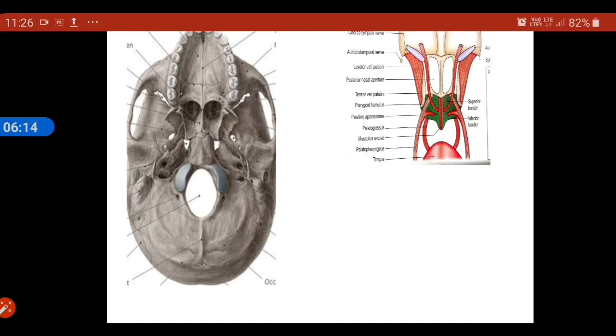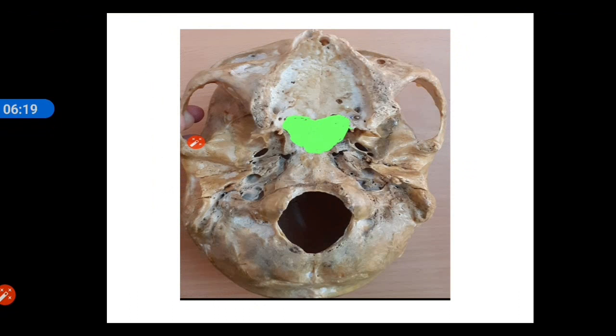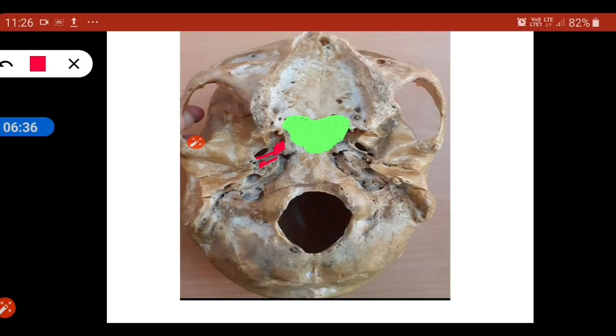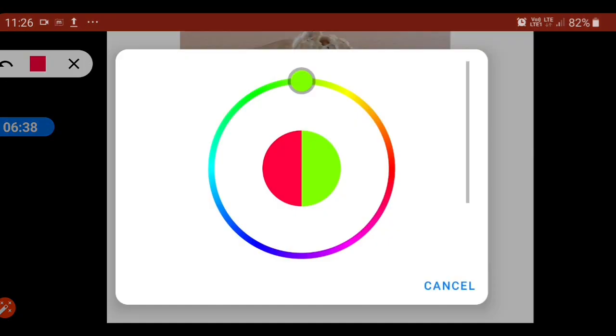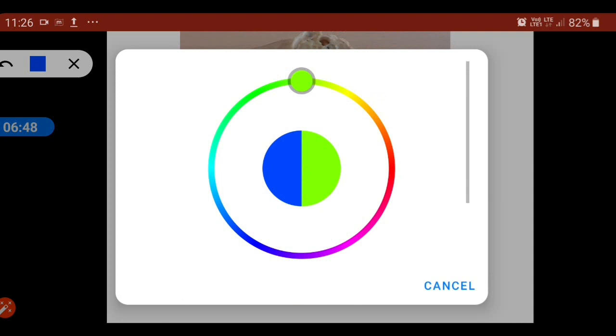Now we'll discuss the next muscle, which is the levator veli palatini muscle. This was for the revision of the tensor veli palatini muscle, which arises from the scaphoid fossa, from the sulcus tubae, from the cartilaginous part of the auditory tube, lateral lamina, and the spine of sphenoid.